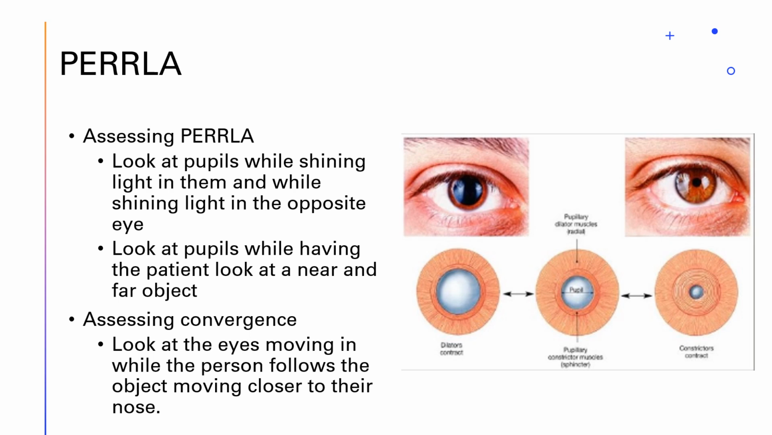They should dilate when they look at the far object and constrict when they look at the closer object. That is accommodation. Also, the eyes should cross in as they follow the pen light. This is convergence. So when we're watching them move their eyes to follow that pen light in towards their face, we're watching those pupils change and we're watching those eyes cross in. So we're checking 2 things at one time.